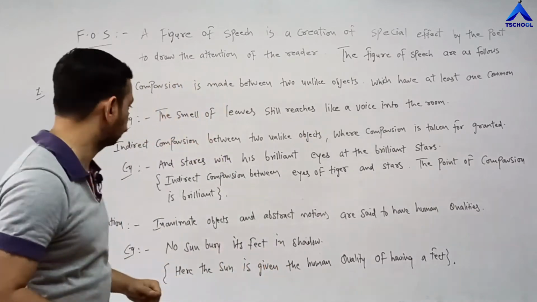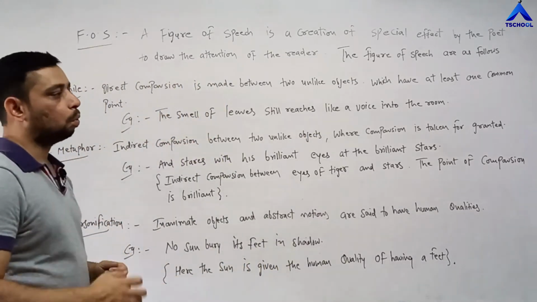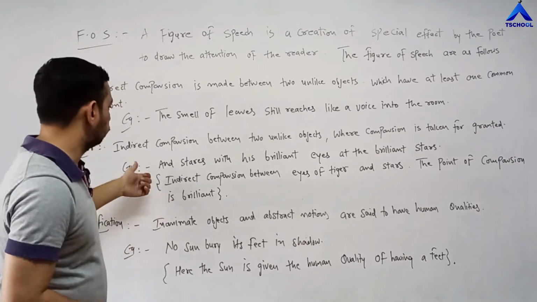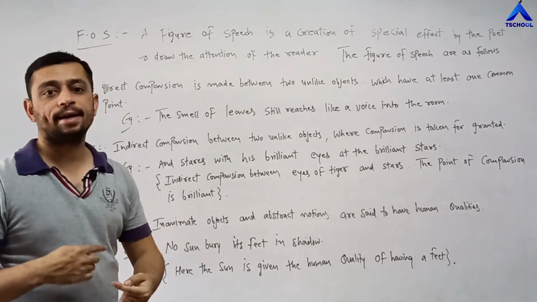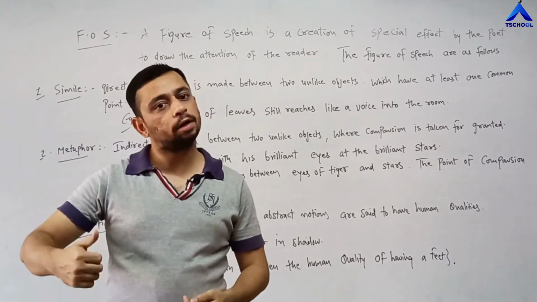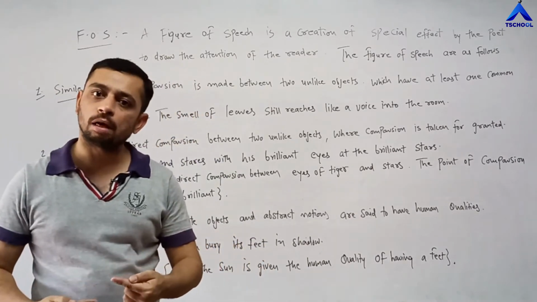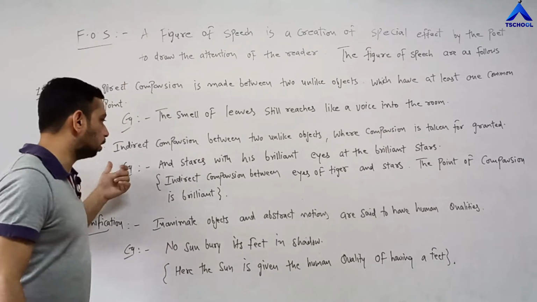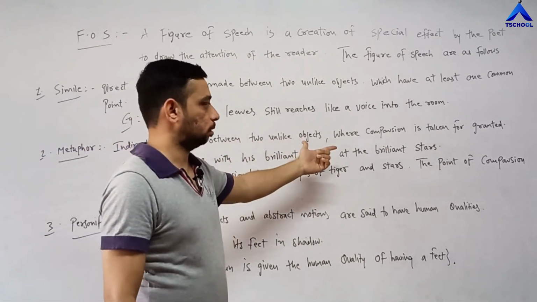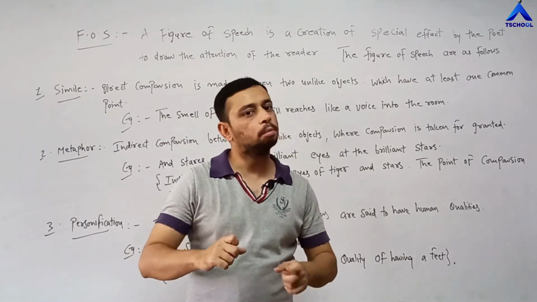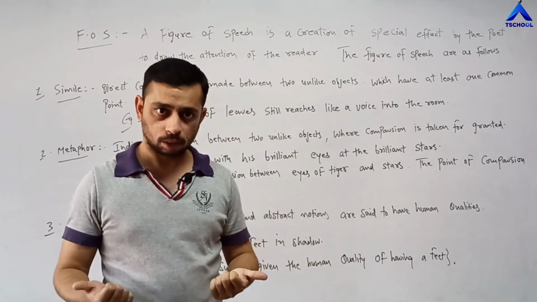Number 2, metaphor. What is a metaphor? Metaphor is an indirect comparison. When we were talking about simile, there was a direct comparison. In metaphor, there is an indirect comparison between two unlike objects or between two unlike things, right?